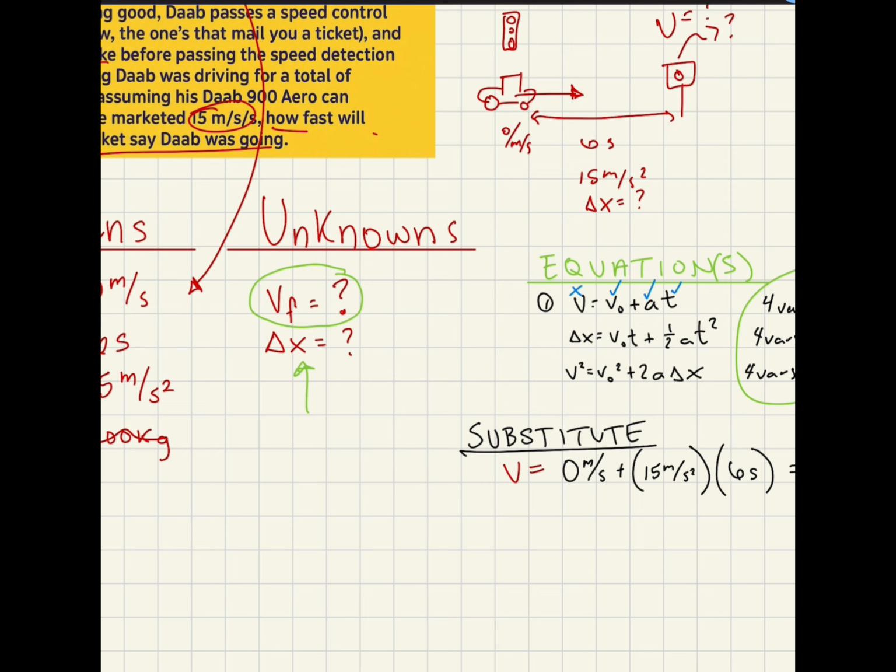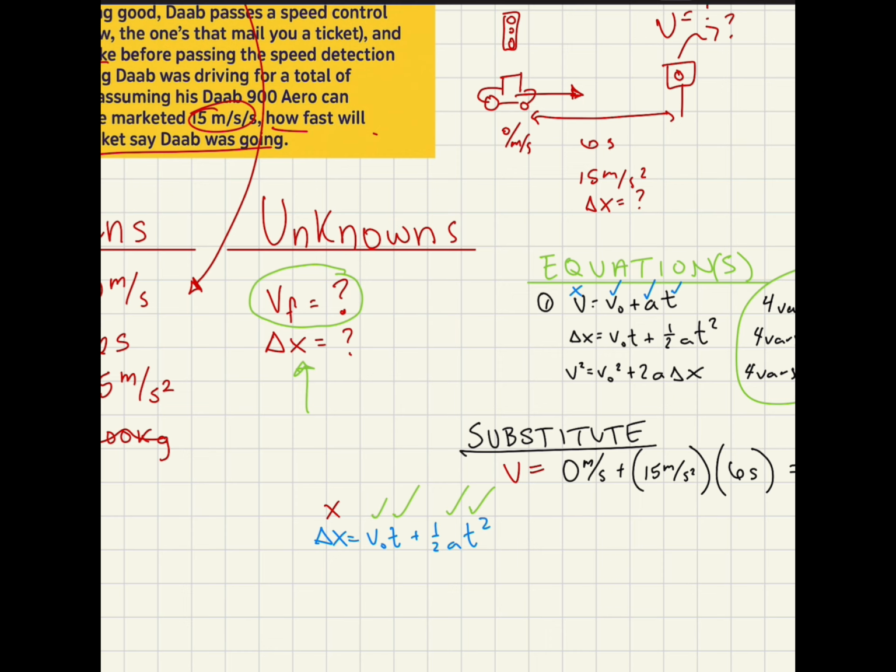But let's just assume that you picked the second equation first, right? Delta x equals v initial t plus 1/2 at squared. Okay, do I have delta x? I do not. Do I have the initial velocity? I do. Do I have the time? I do. Do I have a? I do. Do I have time again? I do. So here we have enough variables to solve for an unknown.